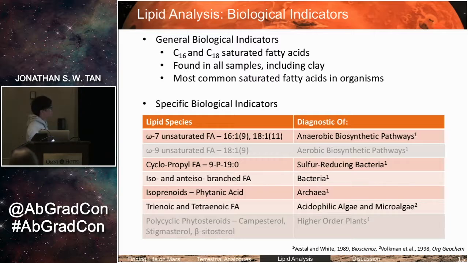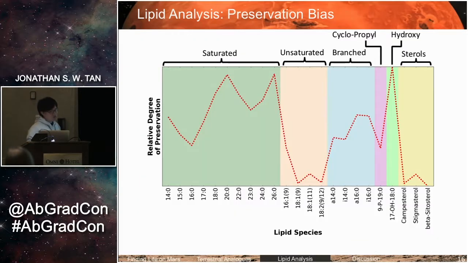Unfortunately, one thing you need to notice is that most of these are functionalized lipids. And what usually happens is that functionalized lipids aren't very well preserved. So this is the relative degree of preservation on the y-axis over the lipid diversity on the x-axis. And you can see that these are the functionalized lipids, and the relative degree of preservation is much lower for these lipids as compared to the saturated fatty acids. So although functionalized lipids are very good at telling us taxonomic information about the organisms that live in these environments, they may not be very well preserved on Martian environments, right? So this is a preservation bias that we need to take into account when we look at Mars.